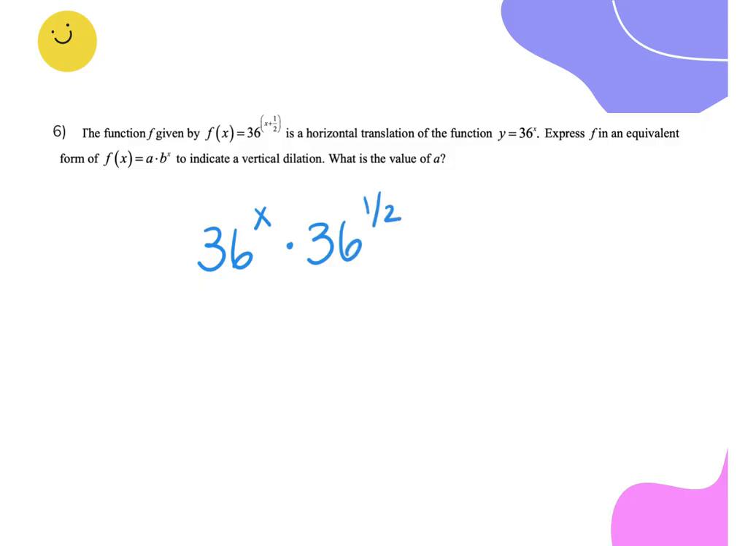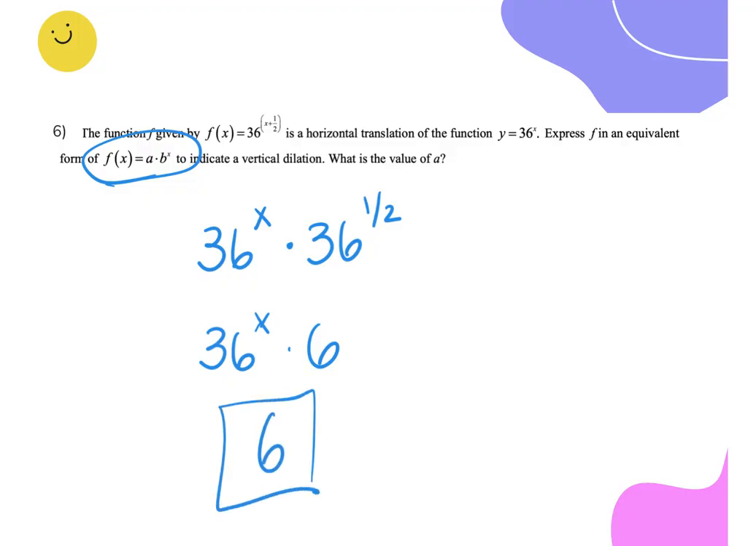Because when we multiply, what do we do to our exponents? We add. So then this becomes 36 to the x times 6, because that would be the square root of 36. And which part of that is a? 6, because it's the one that's not being raised to the power. If it had asked for b, it's 36. This is the same as square root 36.